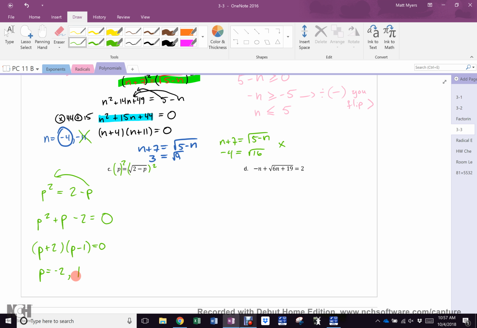Now, what do I do with those two numbers? I have to check two things. I have to check the radicand. 2 minus p has to be greater than or equal to 0, correct? So negative p has to be greater than or equal to negative 2, right? So p has to be less than or equal to positive 2, correct? Are both of those okay? So they are fine for the restriction. That's the first check. What's the second check?